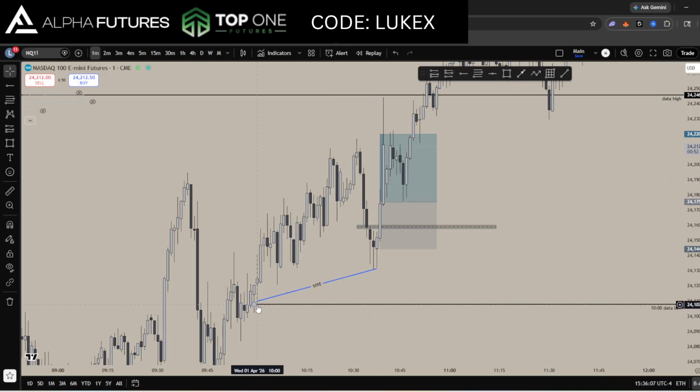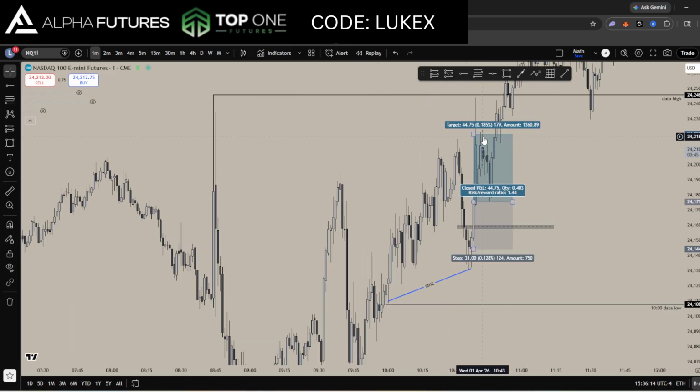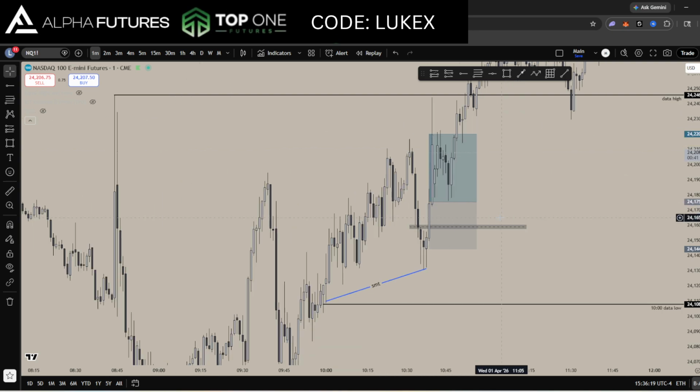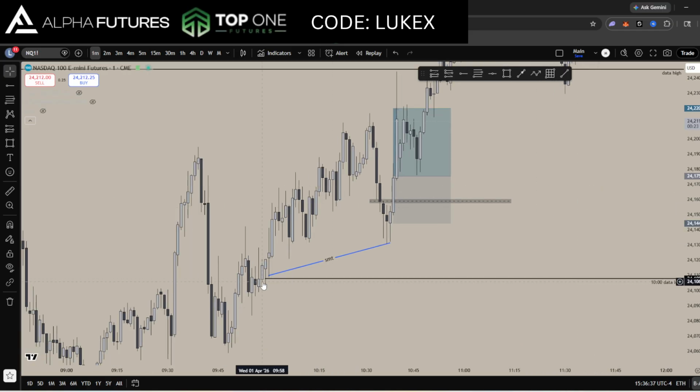Basically, we got an SMT off this 10 a.m. low. We got nice displacement to the upside, and we targeted that data high. Now, obviously, I got a bad exit. I wanted to take profit up here, but the candle just started shooting up. I didn't have time to set my take profit because this was on Tradovate and you couldn't drag it, so I had to exit manually and got out a lot lower, and it ended up still with like a 1.4R trade, whatever.